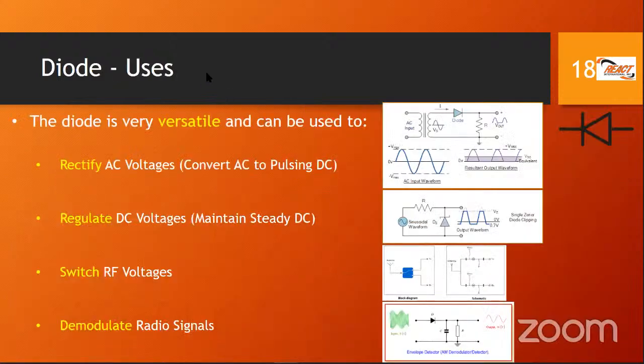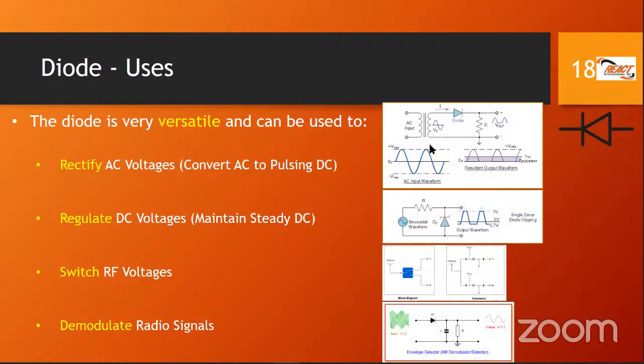So we need to know about the uses of diodes. What do we use diodes for? We use diodes, because they are very versatile, to rectify alternating current voltages. We use them to regulate DC voltages. We use them to switch radio frequency voltages, and we also use them to detect or demodulate radio signals. And I've just put up the circuits that show how that works if anyone wants to look at it. We won't spend a lot of time on it because you really don't need to know this for your exam.